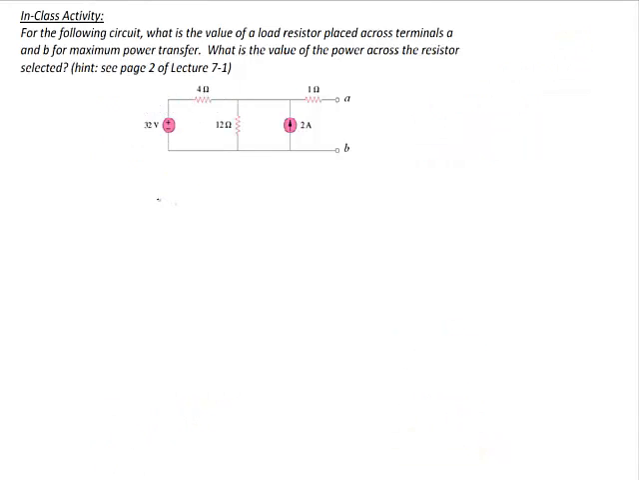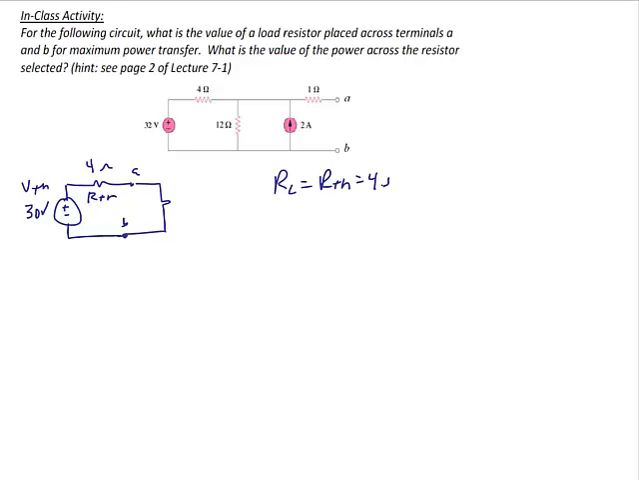Okay, let's revisit a problem we solved before in order to find the maximum power transferred to a load. This is the circuit we solved a couple of lectures ago using source transformation. So recall that the Thevenin equivalent circuit was a 30-volt source in series with a 4-ohm resistor. That's V Thevenin and R Thevenin. So if the question is, what value resistor should you place across terminals A and B for maximum power transfer, the answer is that RL should equal R Thevenin, which is 4 ohms for maximum power transfer.